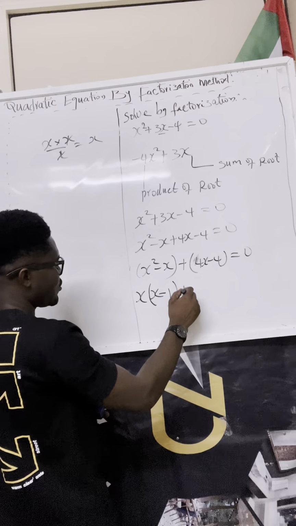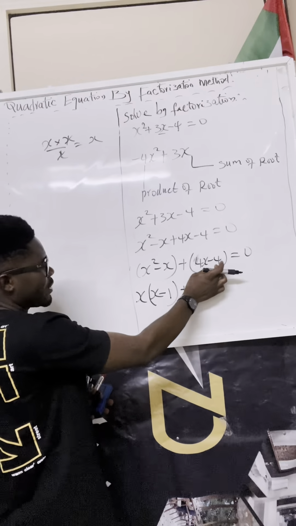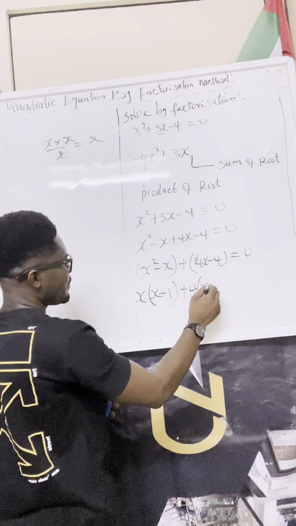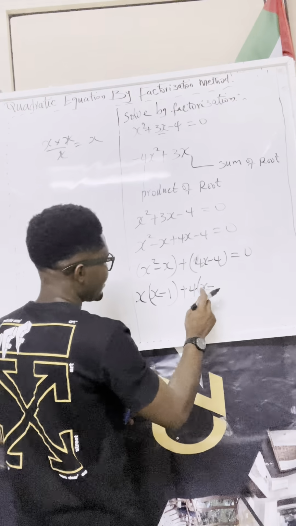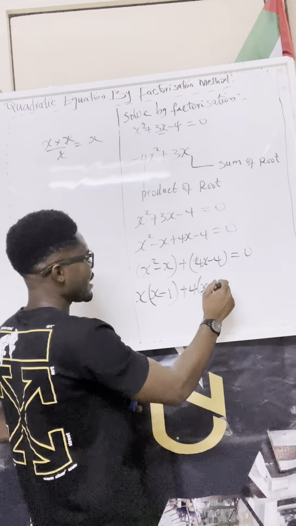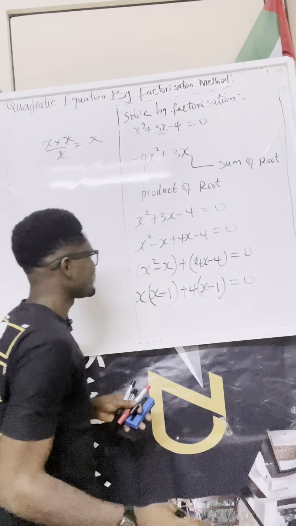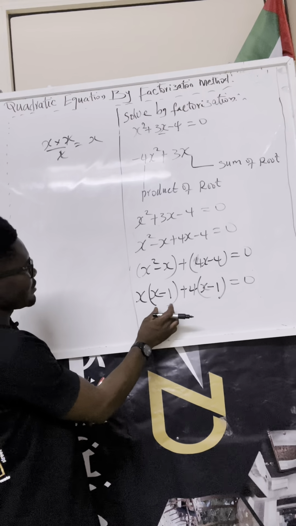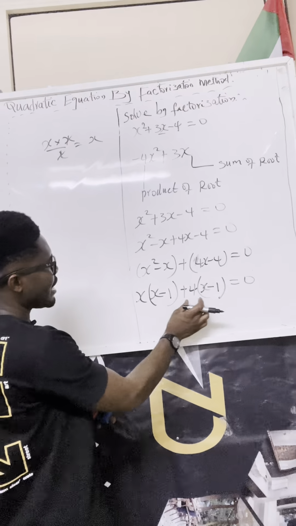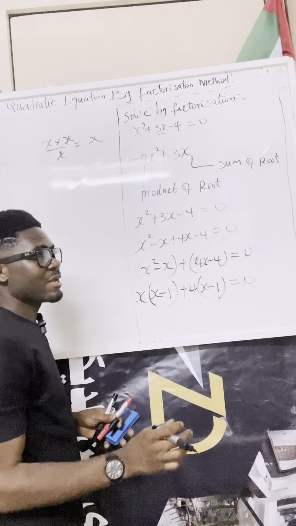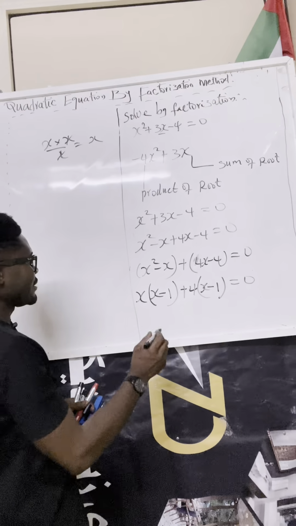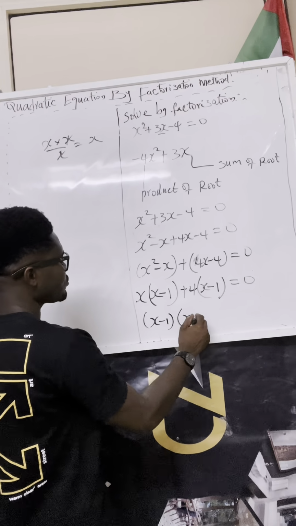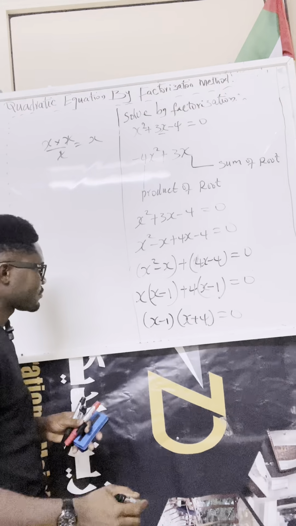Plus, what is common in this bracket is 4. 4x divided by 4, I have x. Plus times minus is minus, and 4 divided by 4, I have 1, equals 0. Looking at these brackets, I found out that we have minus 1 here and minus 1 here. The only thing you need to do now is take only one in a bracket. You have x minus 1, bracket, x plus 4 equals 0.